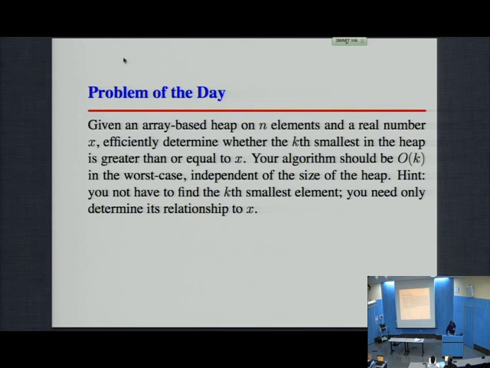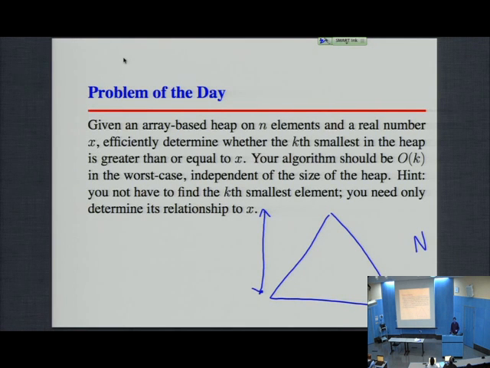It says that we are given a heap on n elements and a real number x. So we have this big heap which has a total of n elements. What's the height of the heap going to be? Log n. So this is log n in height. And we're given an element x, and we want to know, is the kth element in the heap greater than or equal to x? That's really what the question is.